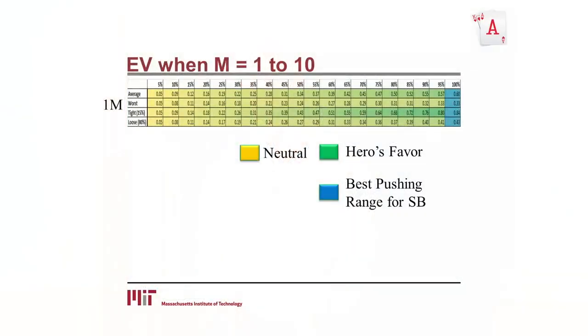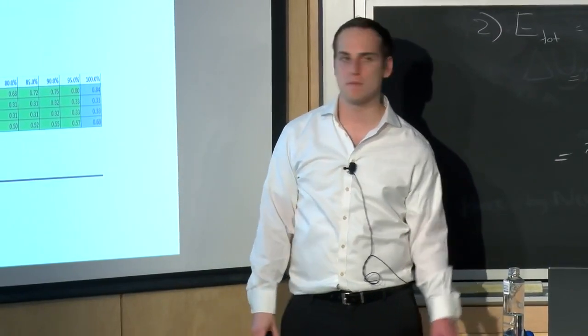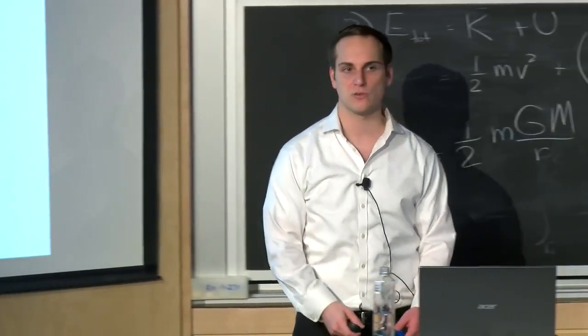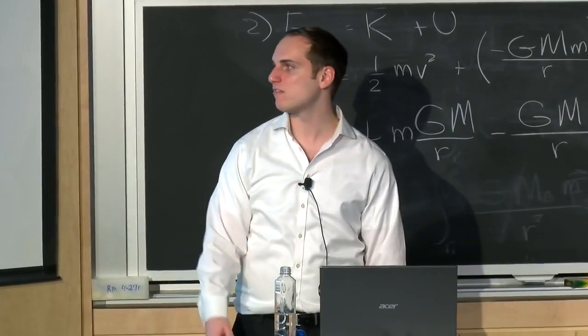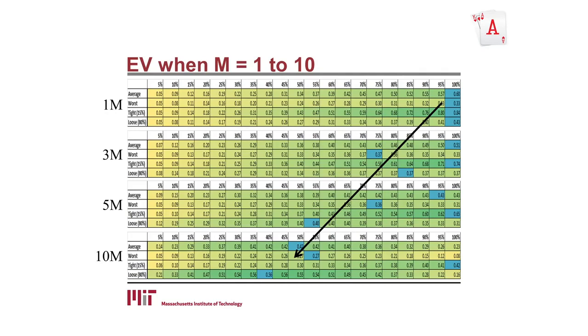So when M is 1, which is over there, no matter what the scenario, you should be pushing 100% of the time. That's what this is telling us, which shouldn't be a surprise based on all the stuff I told you about 1M situations. No matter what kind of assumption we're making, push 100%. So let me click up to M is 10.